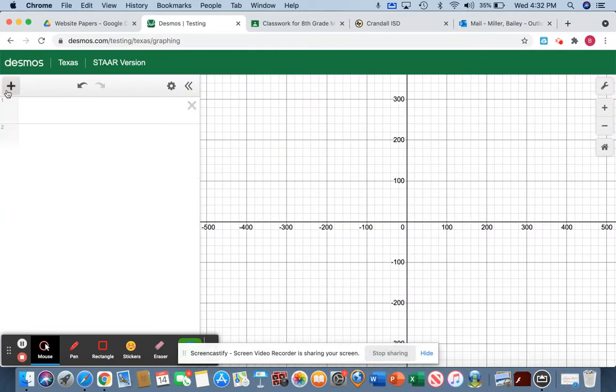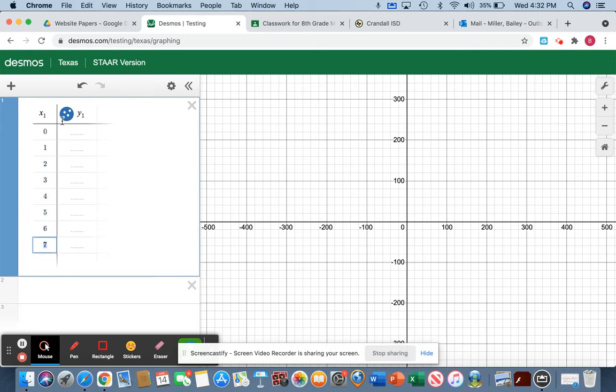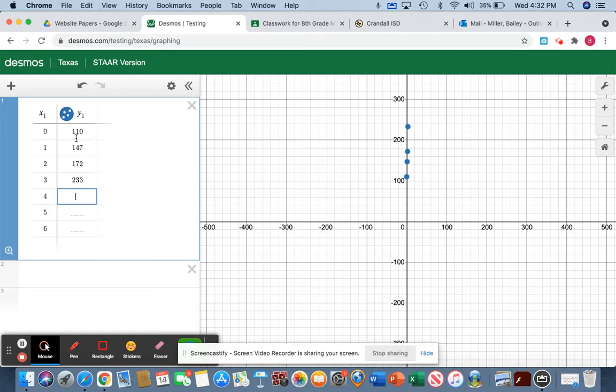So I go to plus table. I'm going to put it in. 0, 1, 2, 3, 4, 5, 6. At 0, we're at 110. 1, we're at 147. 2, we're at 172. 3 is 233. 4 is 318. 5 is 395, and 6 is 433.